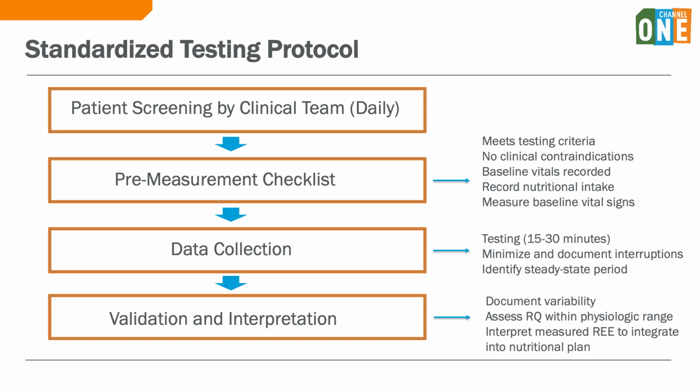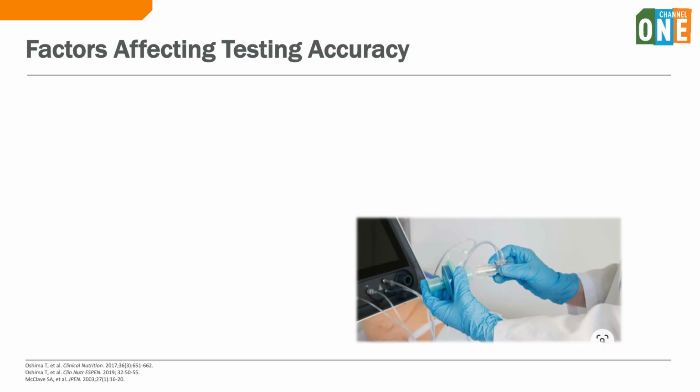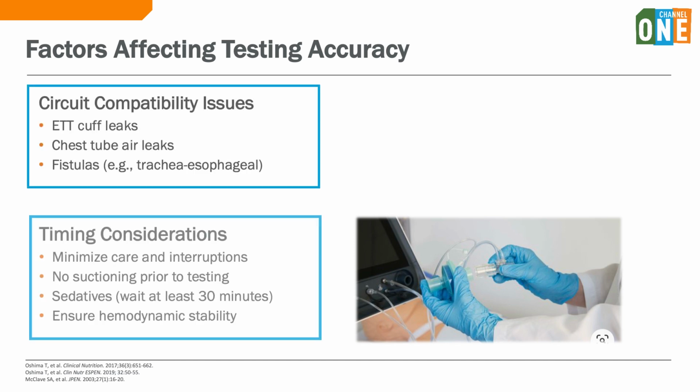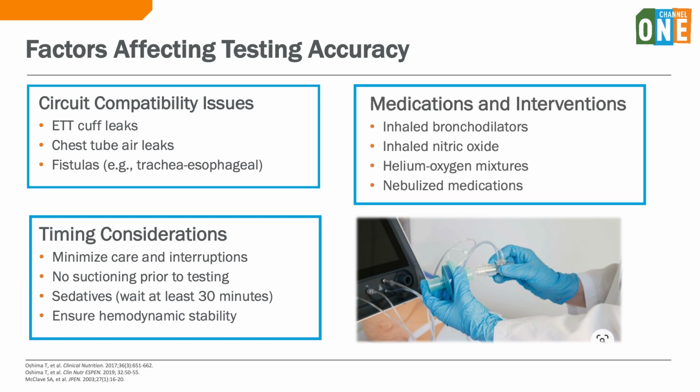Factors that are important to note that can affect accuracy can be divided into several categories, including circuit compatibility issues, timing considerations, and issues with medications and interventions, as shown on this particular slide. For instance, a patient with a significant air leak with chest tubes in place would be unable to be tested due to the fact that this is not a closed system for accurate VO2 and VCO2 measurements.